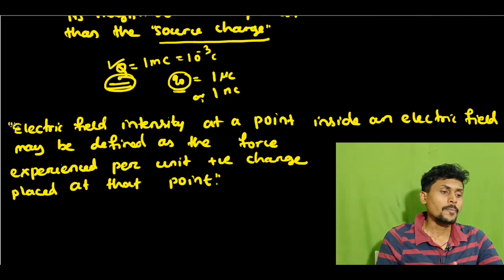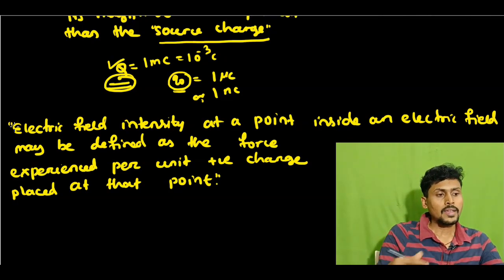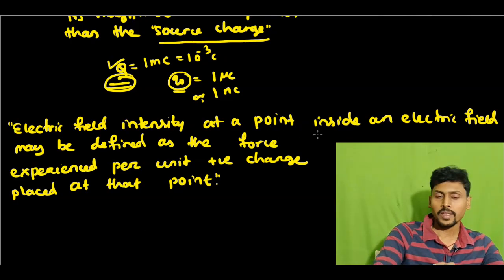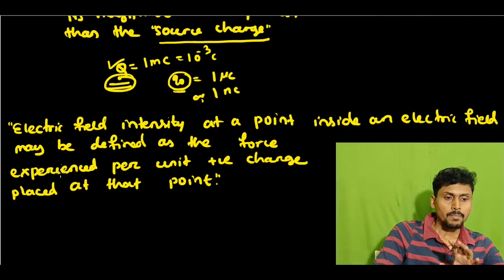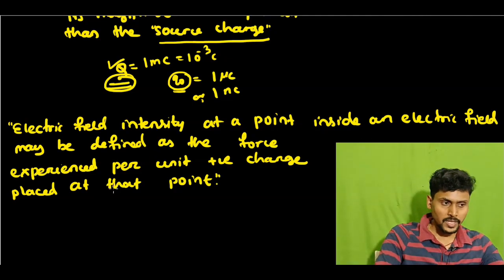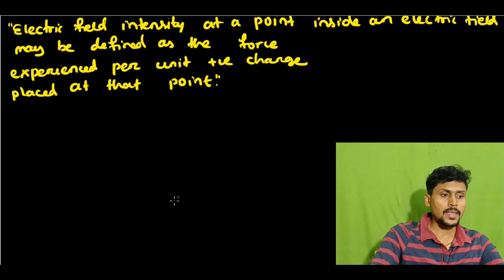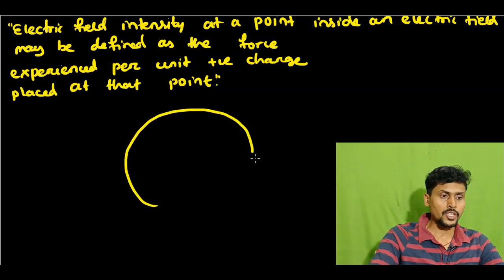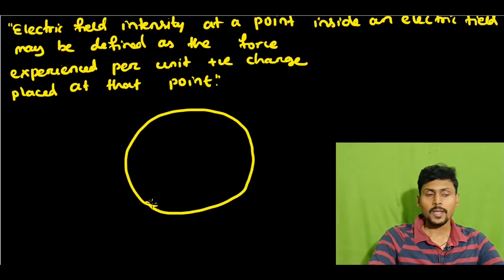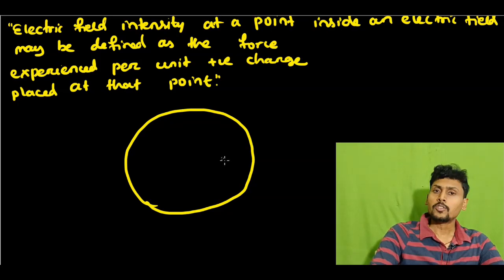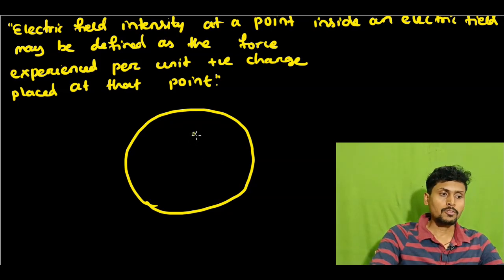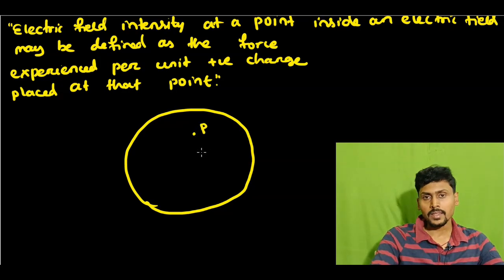Again, I am reading it again. Electric field intensity at a point inside an electric field may be defined as the force experienced per unit positive charge placed at that point. Suppose, imagine that we have an electric field like this. This is the region in which the electric field exists. I will choose any random point, suppose this point P. I have to find the electric field intensity at the point P.